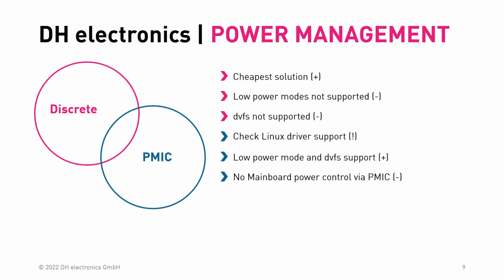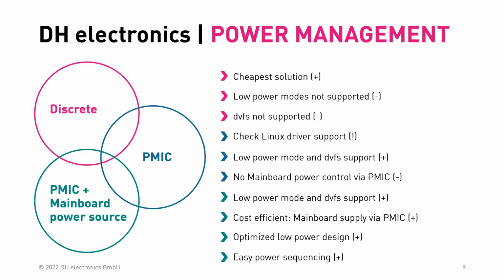This becomes more clear if we have a look at the last category available on the market. This means PMIC plus mainboard power source. Here it's again the same. We have a PMIC on the system on module, so we can support low power modes and DVFS. But next to this, some output rails of the PMIC are fed back to the mainboard. This means the power manager on the system on module can also supply the components on the mainboard directly from the PMIC. And this is really a cost-efficient solution because you only need a single regulator on your mainboard for the system on module supply.